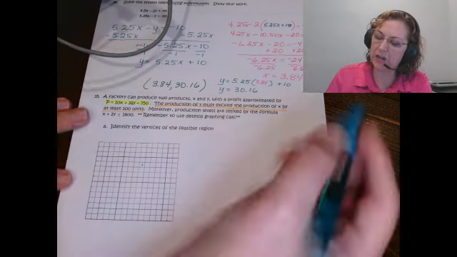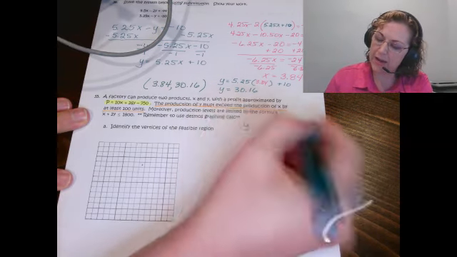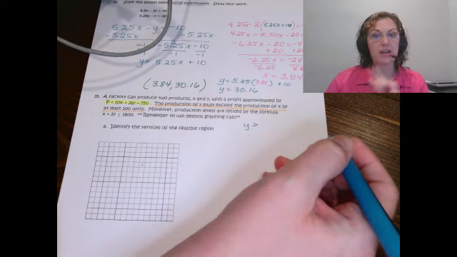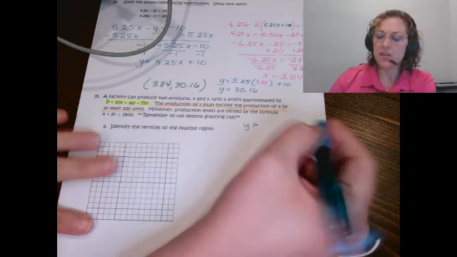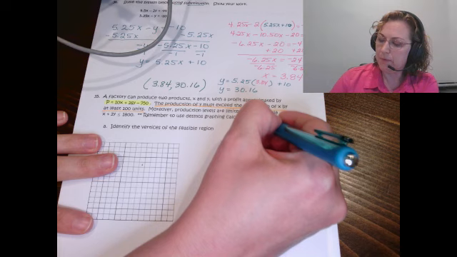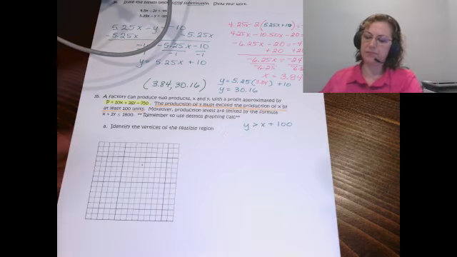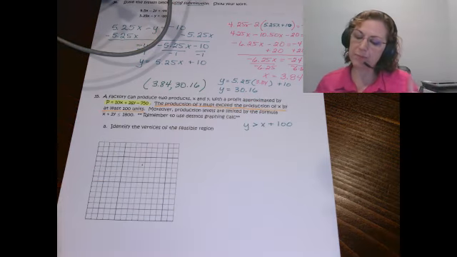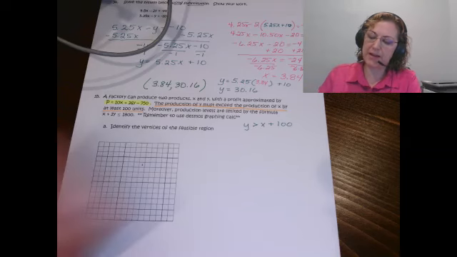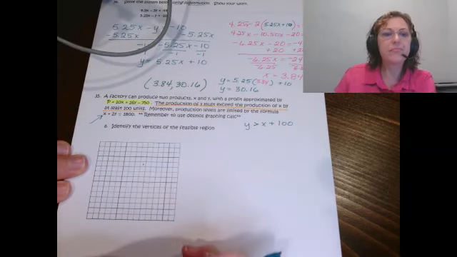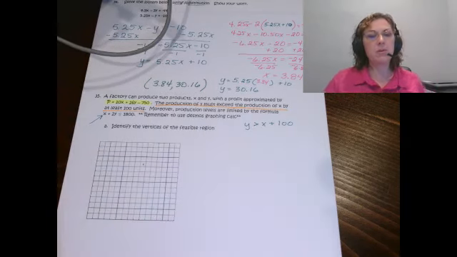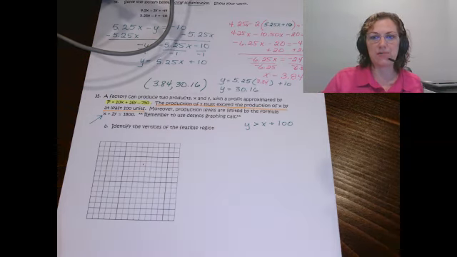Write yourself an inequality here. The production of y must be exceeding, greater than, the production of x by 100 units. Okay. Moreover, production levels are limited by this formula. And we want to remember to use the Desmos graphing calculator. Good thing we already have it pulled up.